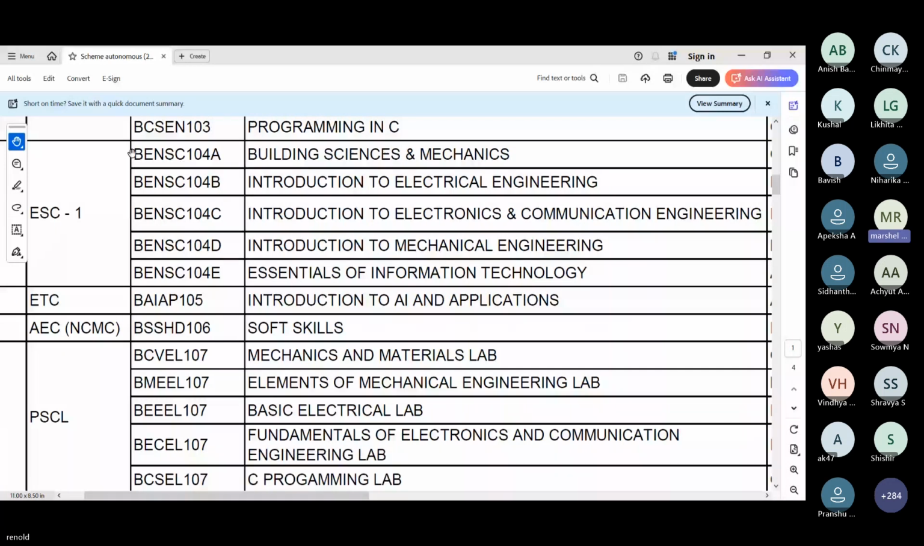First one, building sciences and mechanics. Next, introduction to electrical energy. Next, introduction to electronics and communication engineering. Essentials of information technology.